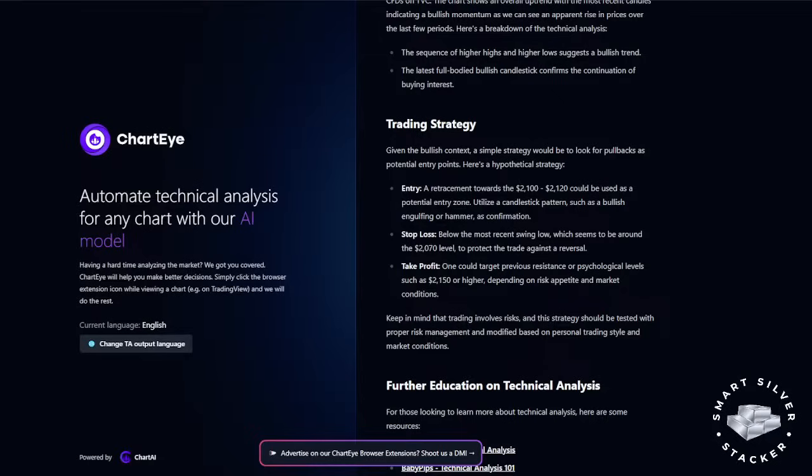Okay, that seems smart. Here's a hypothetical strategy. Entry: a retracement towards the 2100 to 2120 level could be used as a potential entry zone. Utilize a candlestick pattern such as a bullish engulfing or hammer as confirmation. Below the most recent swing low, which seems to be around the 2070 level, you could do a stop loss to protect the trade against a reversal. So just in case that breakout doesn't work out the way we might expect it to, you can implement a stop loss.